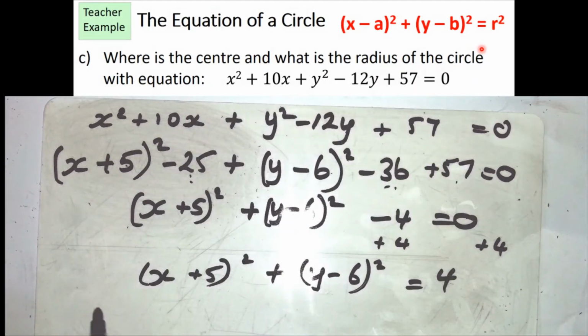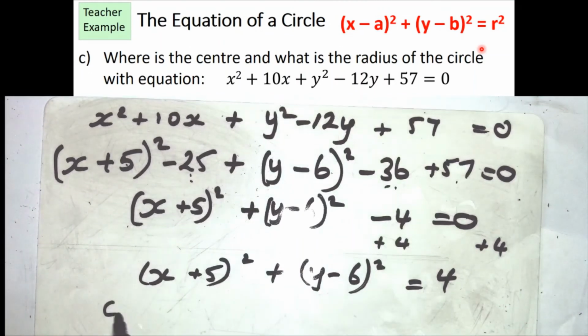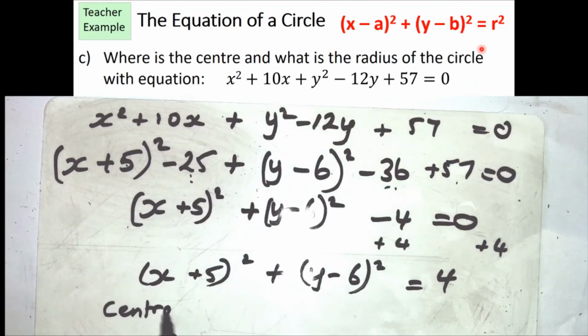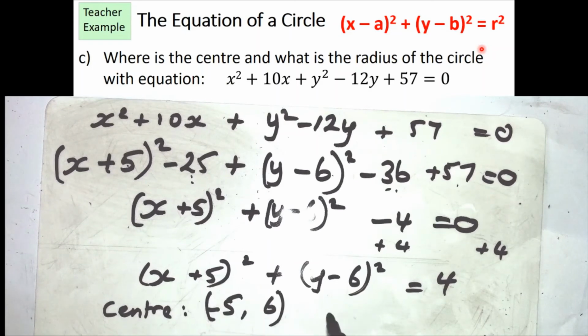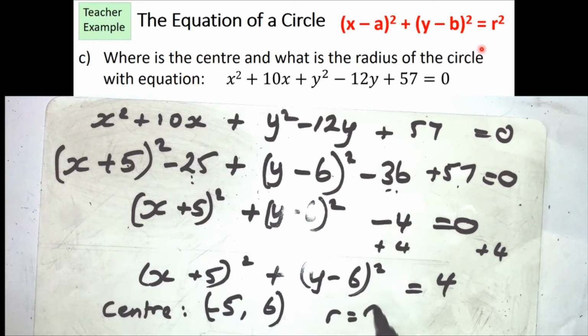So then that gives me the center as (−5, 6), and the radius as the square root of 4, which is equal to 2.